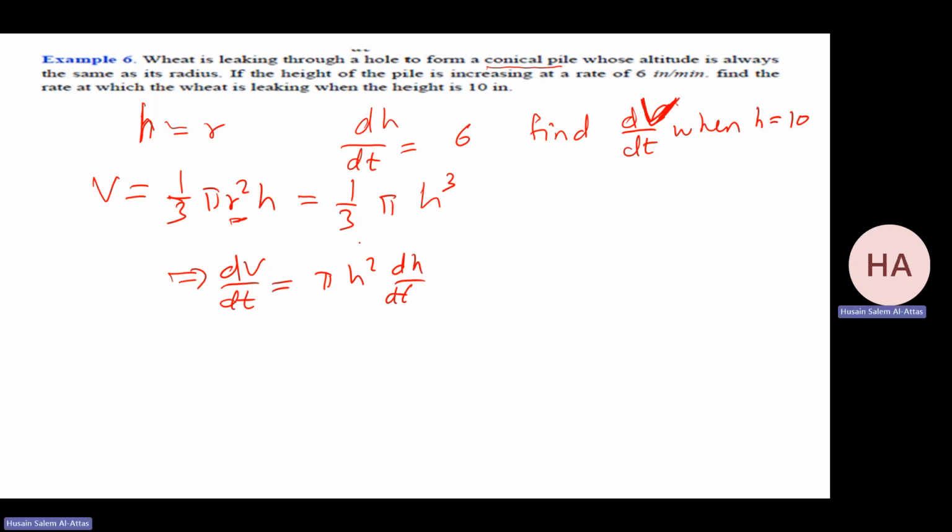So I have this. I can't find dV by dt. This is what I want to find. So dV by dt will be equal to 10 squared times 6. That will be 600.